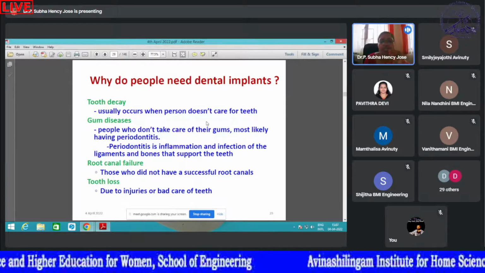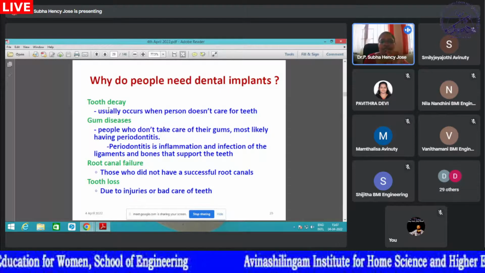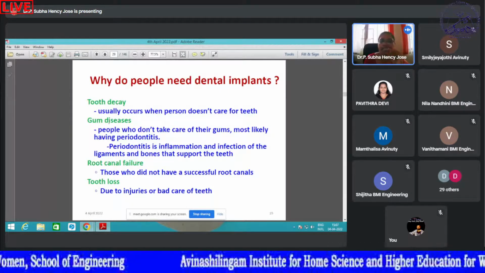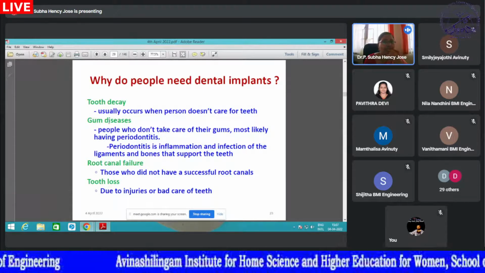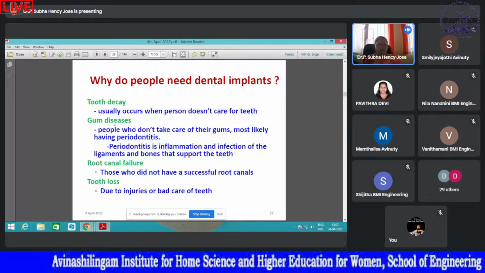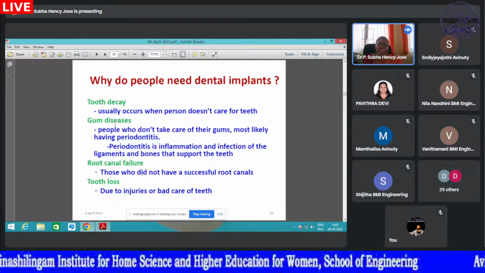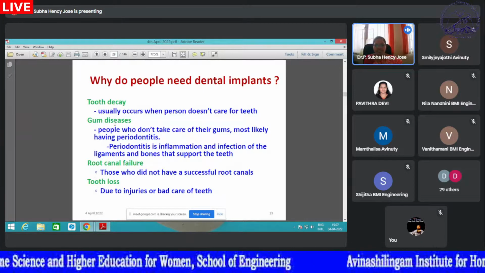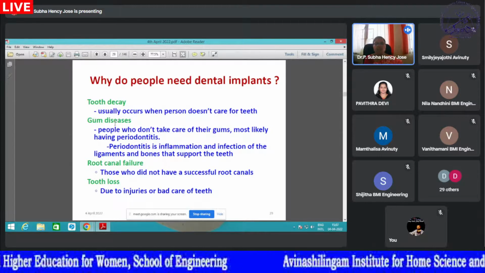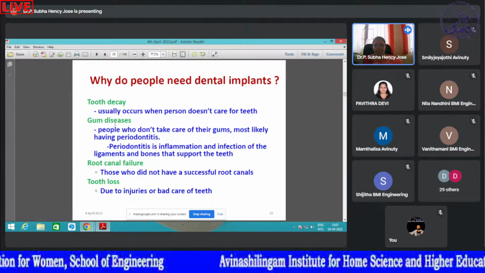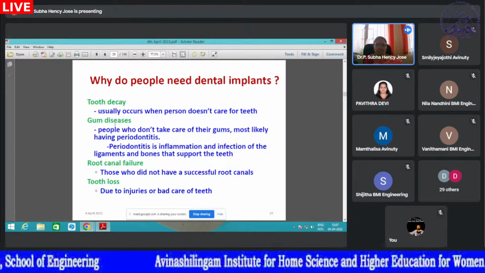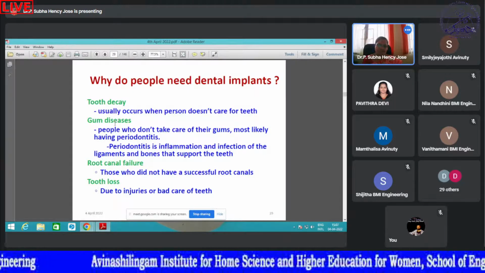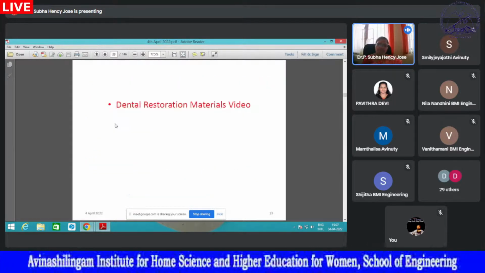Now, in what situations do we need dental implants? One is because of tooth decay. The second is due to gum disease. We know that some people have bleeding gums, which are red in color, and periodontitis is an inflammation that is created. The next one is root canal failure. In that case also they go for dental implants, and tooth loss. So these are all the reasons where we go for dental implants.